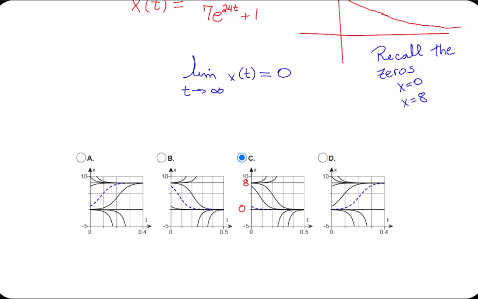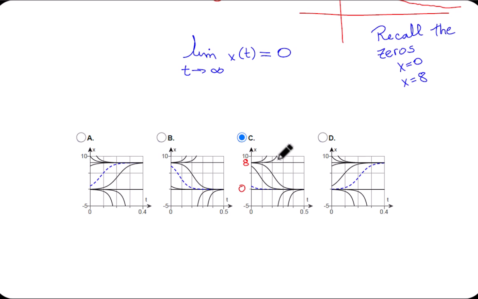So looking at the graph here, remember, if it's 0 or 8, it stays there. If it's a number between 0 and 8, it decays towards 0. Here's our initial condition in the blue dotted line. And if I start off bigger than 8, remember the solution kept growing.